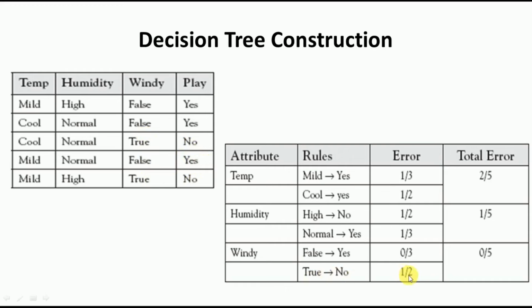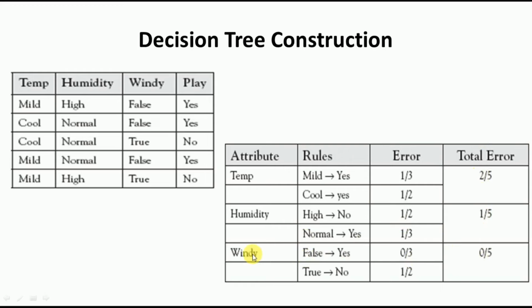It's a slight mistake here. It should be 0 by 2. That is the slight typo here. It's 0 by 2 because there are no incorrect decisions. Both of them are correct decisions. So 0 plus 0 is 0. 3 plus 2 is equivalent to 5. 0 by 5 is the total error in this case. The meaning of this is that this is the least error among the three possibilities.